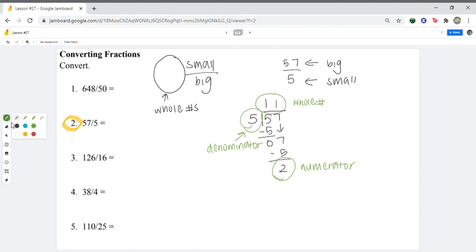So this is how we convert into mixed fractions. We have to divide them like this, and with the remainders, we're going to convert it into a mixed fraction. So your final answer for number 2 should be 2 and 1/5. So that's how you convert it.